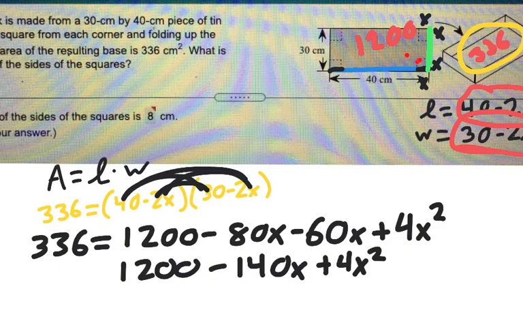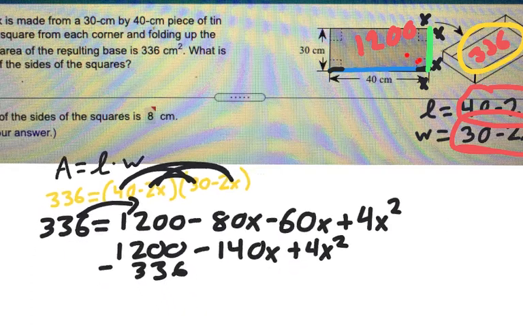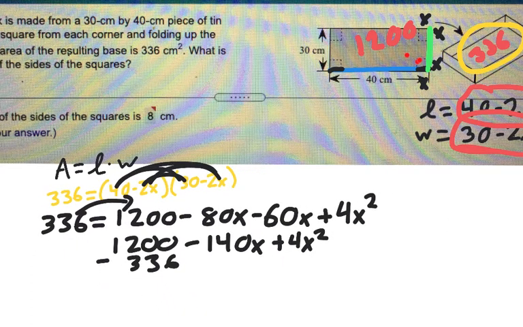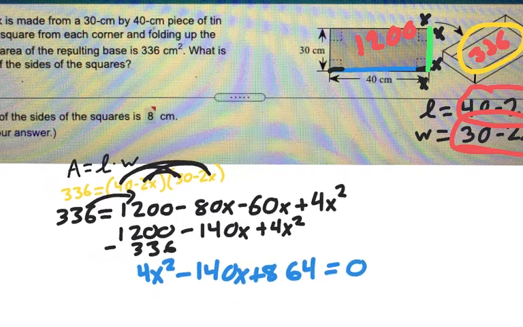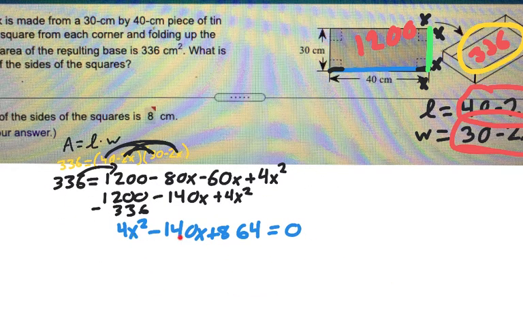And now I'm going to move the 336 over to the other side of my equation. So I'm subtracting 336 from it here, and that's going to give me 864. And now just rearranging it so it looks like I'm used to, that 864 is going to go to the end. And I have now 4x squared that I'm bringing down, and the negative 140x that I'm bringing down. So now here is my equation. 4x squared minus 140x plus 864 equals 0.